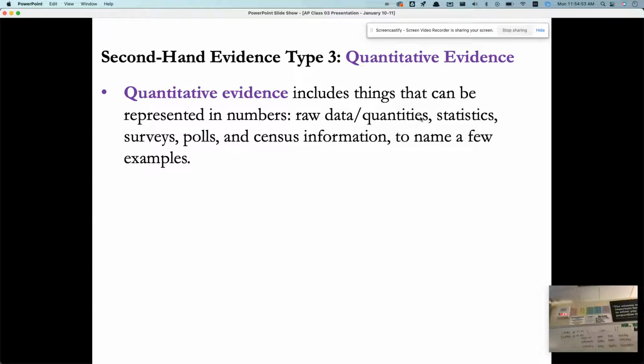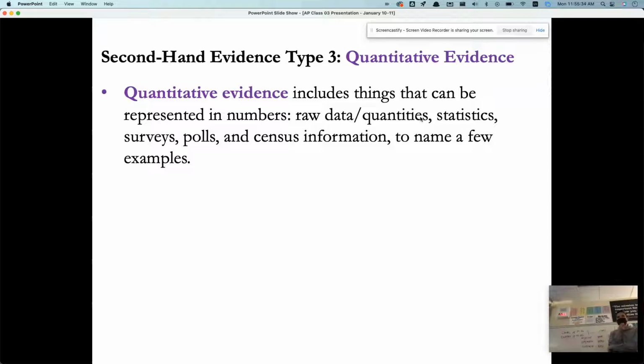Now, I will say that the numbers need to be specific. If you see terms like several or a lot or many or a long time or countless or too much, it's not necessarily quantitative evidence. It's not specific enough. That wouldn't count. So generally, you can use the rule of thumb: if there are numbers, it does count as quantitative evidence.